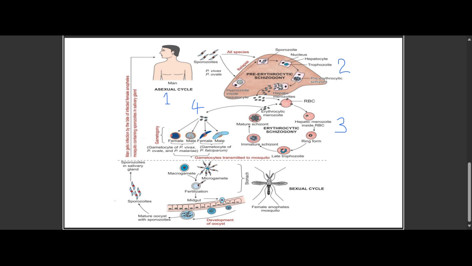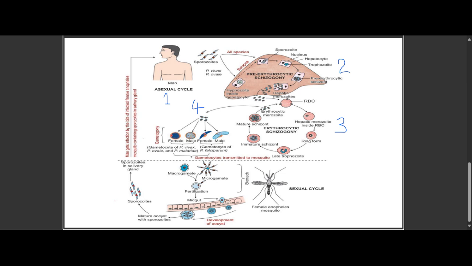Talking about stage number 4, that is what happens. Some of the merozoites will form gametocytes. Then these gametocytes will be transmitted to the mosquito. So when we reach there, you'll find that we have the cycle like that.